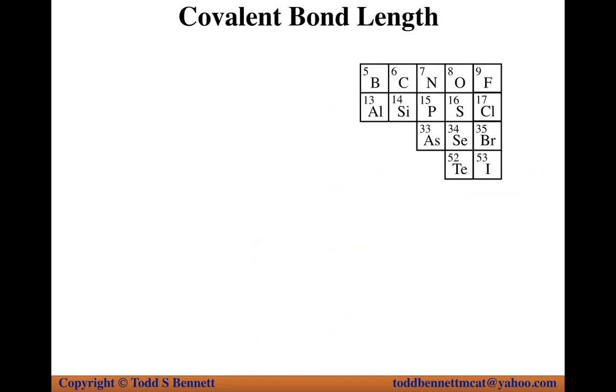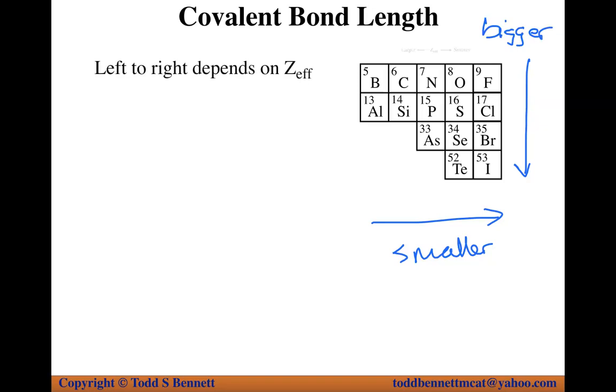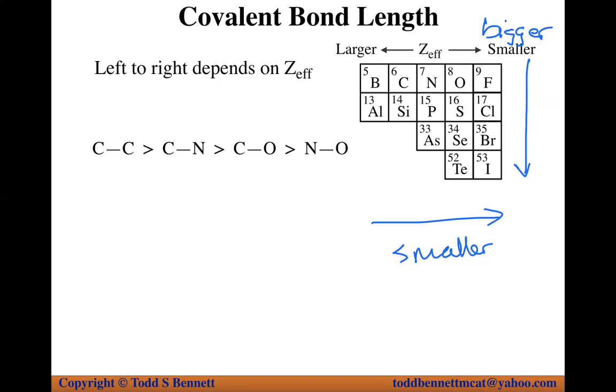Okay, I want to look at that in a little more detail. The periodic table is going to help me. Again, I want to point out when I go left to right, atoms get smaller. When I go down, because of more shells, they get bigger. Left to right depends on Z effective. Top to bottom, it's size as well. So for instance, a C-C bond, large and large, is longer than a C-N, large and medium, which is longer than a C-O, large and small, which is longer than an N-O bond, medium and small. So if I consider very big, big, medium, small, and very small, I can predict relative size.